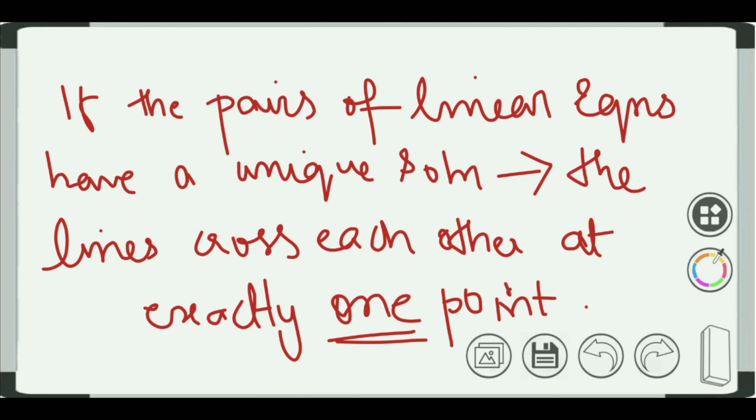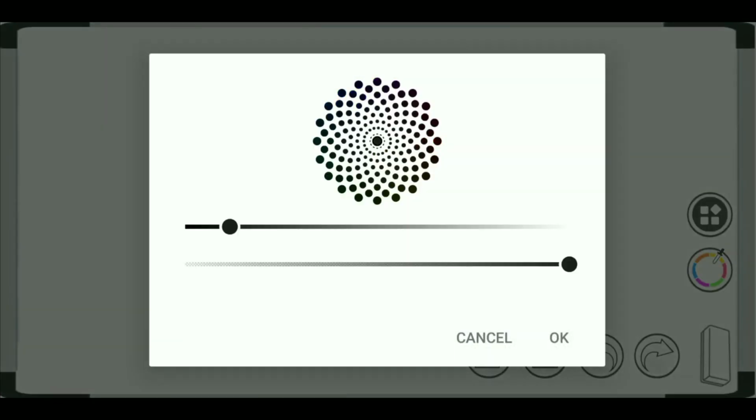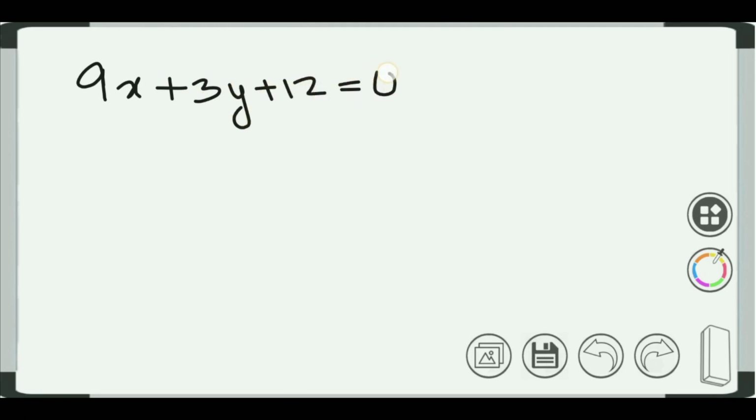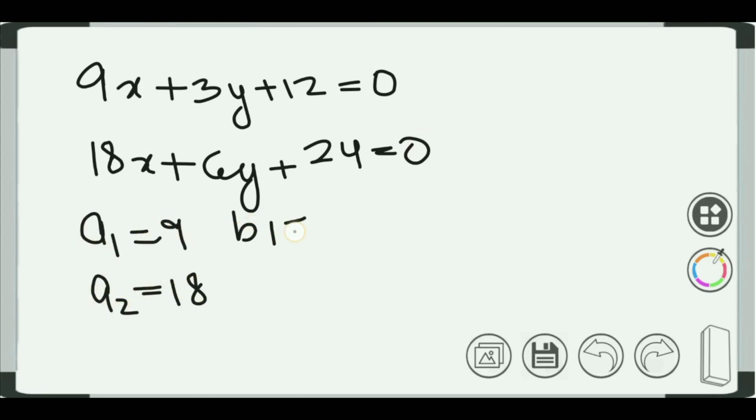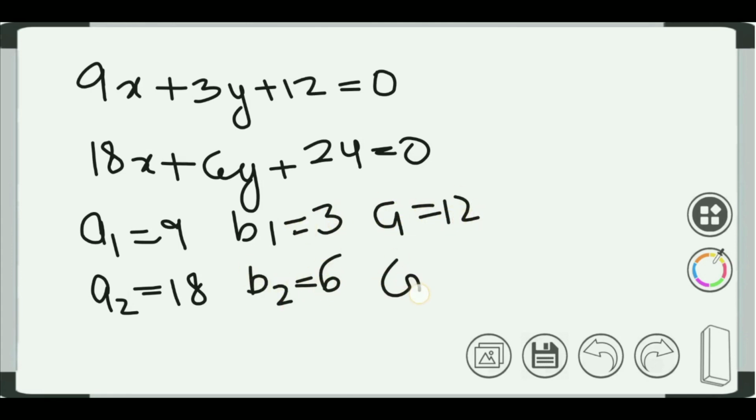Come to the second one. 9x plus 3y plus 12 is equal to 0. 18x plus 6y plus 24 is equal to 0. Now you can write it down: a1, a2, b1, b2, c1, c2. a1 is equal to 9, a2 is equal to 18, b1 equal to 3, b2 equal to 6, c1 12, c2 24. Now check a1 by a2, b1 by b2 and c1 by c2.